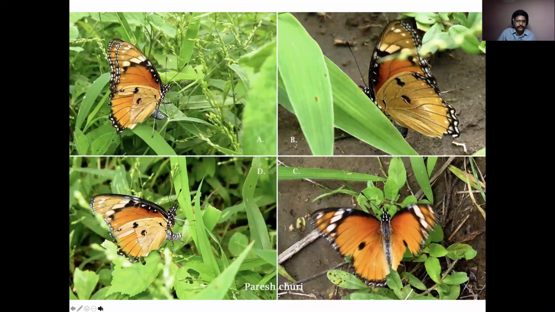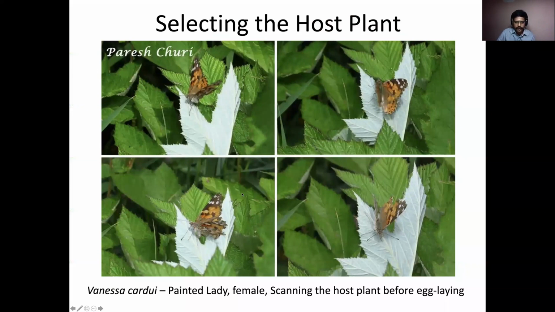Selecting the host plant. This is a painted lady butterfly, which is known to occur all over India. This particular photograph I photographed at Himachal Pradesh. Here you can see the sequence of a female scanning the leaves, checking whether it is a host plant or not. After confirming the host plant, she deposits her eggs. If you are observing in the field and want to study early stages, then you should know which type of plants they prefer and how they behave when they lay eggs. Such things we need to document. Okay, we will move on to the next slide.